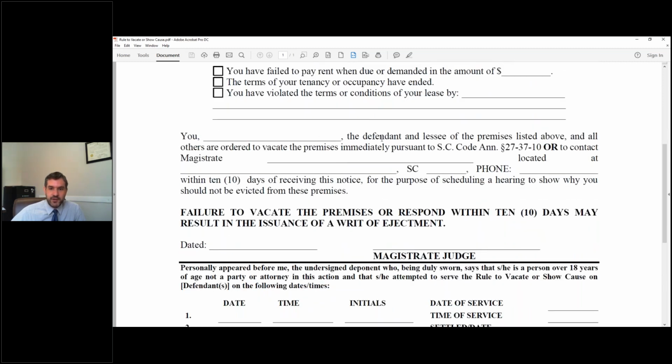And then it says you, the tenant, are required to do one of two things. You either have to vacate the premises, or within 10 days, you have to contact the magistrate. It'll have the magistrate's contact information within that 10-day period for the purpose of scheduling a hearing to show why you should not be evicted.